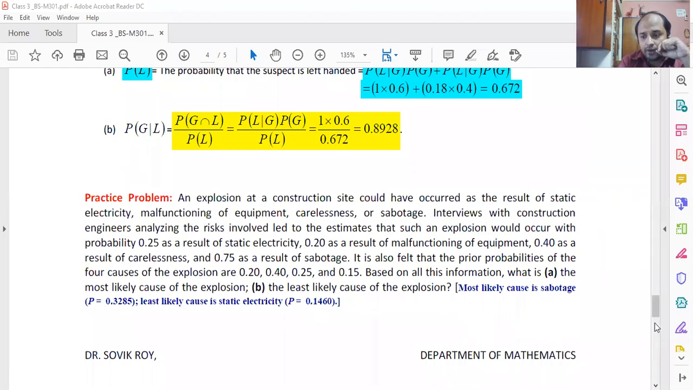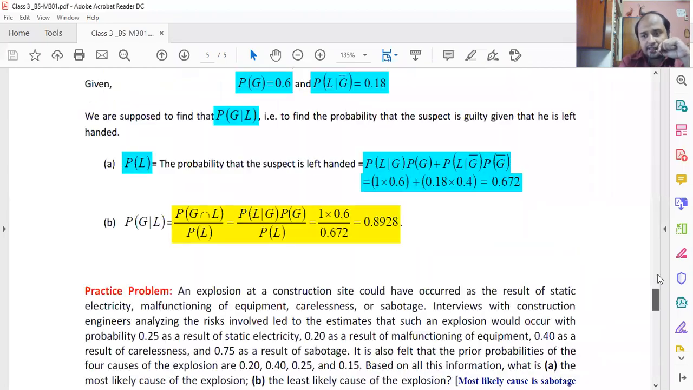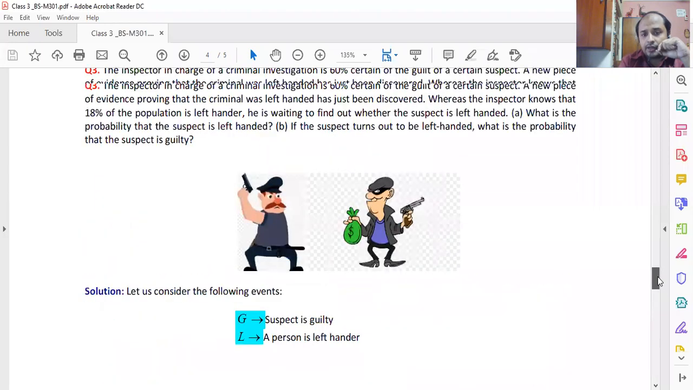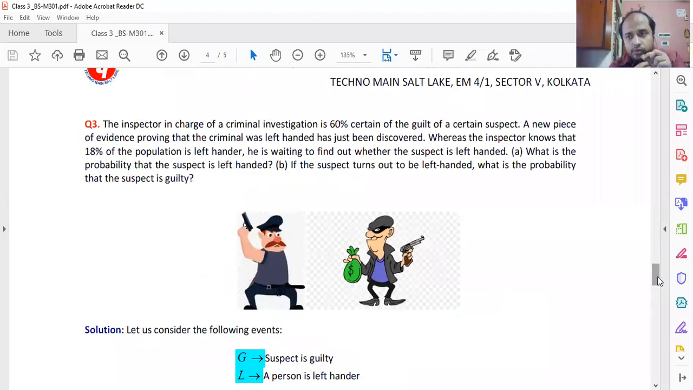Okay, so in today's class we have discussed this much. We have discussed how to apply Bayes theorem in problems and why Bayes theorem is related to conditional probability and not independent events. I'm again repeating, if the events are independent, there is no meaning in calculating Bayes theorem. Bayes theorem collapses for independent events.